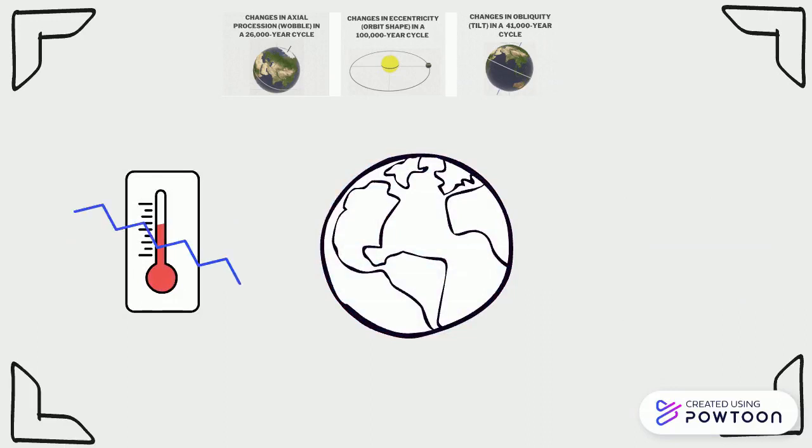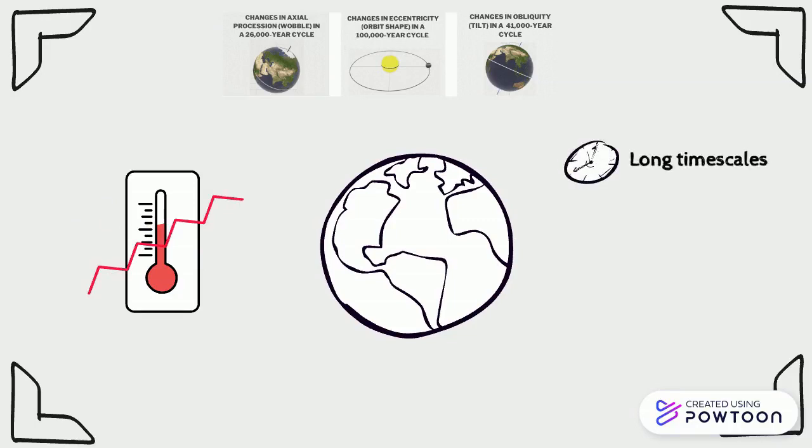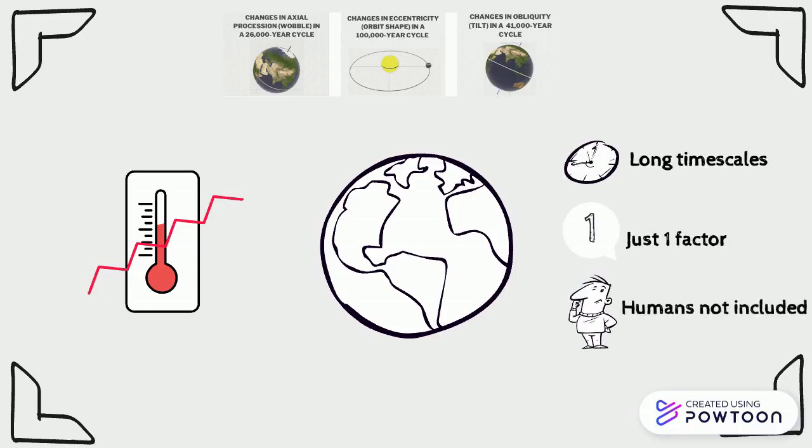This seems to be in contrast with the current problem of global warming. It is important, however, to realize that Milankovitch cycles operate on very long timescales and are just one factor affecting climate change. They don't take into account the impact of humans on, for example, carbon dioxide concentrations and the extent of ice sheets. But the fact that Milankovitch cycles predict that the Earth currently should be continuing a cooling trend that began 6,000 years ago.